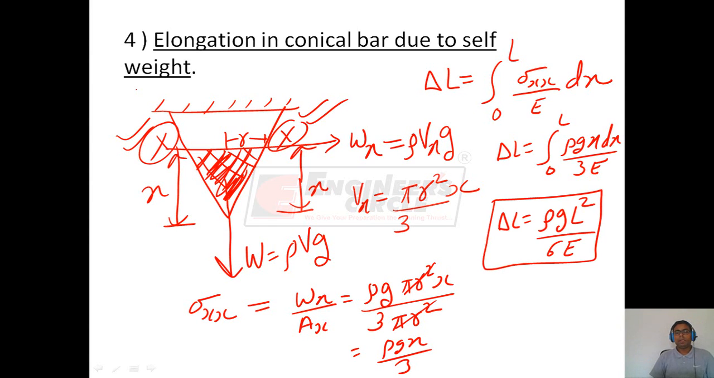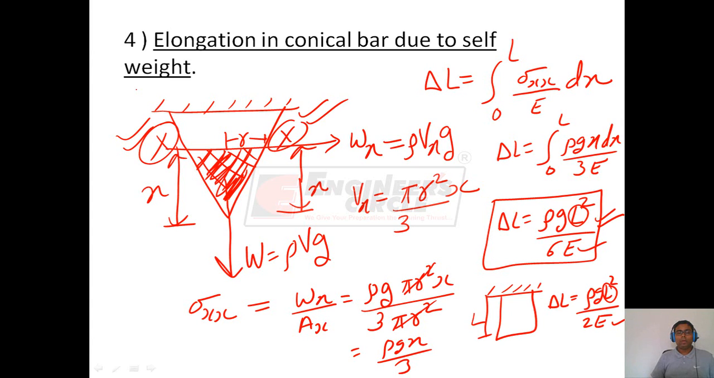So again, it can be seen that elongation is not depending on area. The elongation of the cylindrical bar was given by del L equal to rho g L square by 2E. Now the elongation of a cone of same length L, as compared to a cylinder of same length L and same material E, is 1/3.